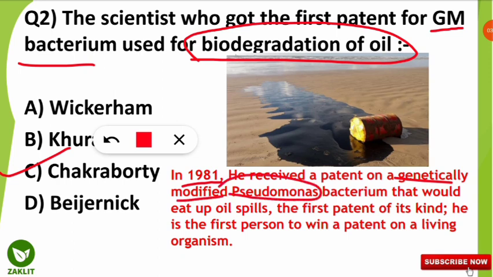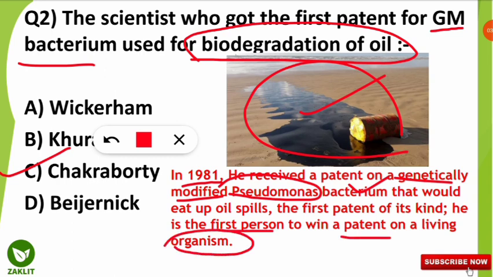Mostly you should know that Pseudomonas putida is used to clear oil spills, that is the biodegradation of oil. As you can see in this picture, oil spills are very hazardous for the environment, mostly in the oceans and seas. When a tanker has an accident, the oil is spilled. So this is very impactful on the environment. For that, the genetically modified Pseudomonas bacterium is used, and Anand Mohan Chakrabarti received the patent on it, and he is the first person to win a patent on a living organism. So you should note down all these things. Let's move to the next question.